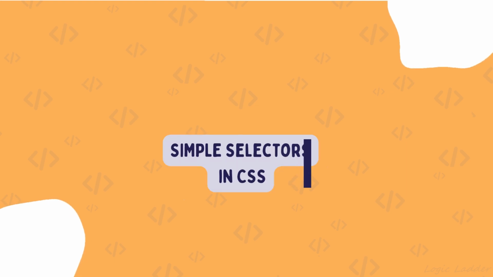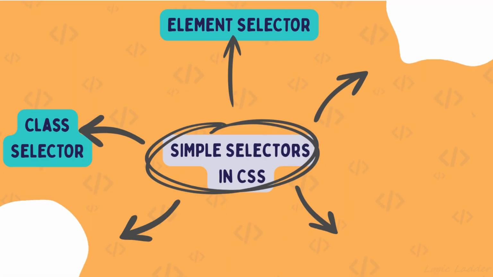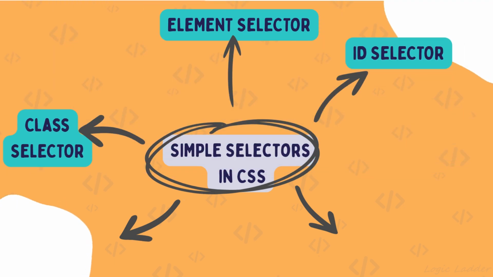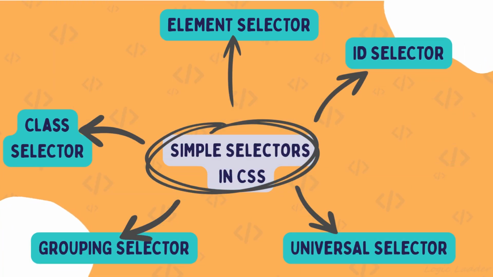There are 5 simple ways to apply CSS to HTML elements. These can be done by element selector, class selector, ID selector, universal selector and by grouping selectors. Let's explore them one by one.